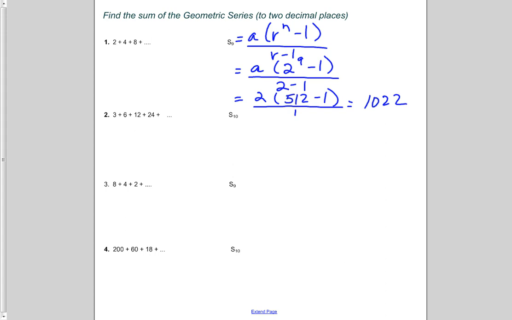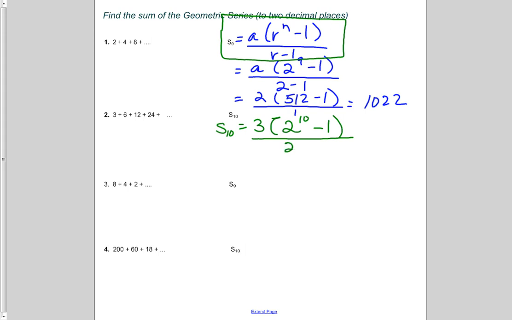3 plus 6 plus 12 plus 24, we're asking you to find the sum of 10 terms. So a, r to the n minus 1 over r minus 1. Our a value is 3. Our rate of growth here is doubled. n is 10, minus 1 over r minus 1. Our r is that rate of growth, which is doubling. There we are. 3 times 2 to the 10, 1024, subtract 1 over 1. It's 3 times 1023, which is 3069.